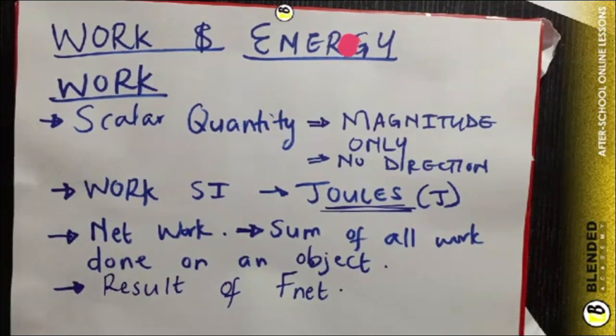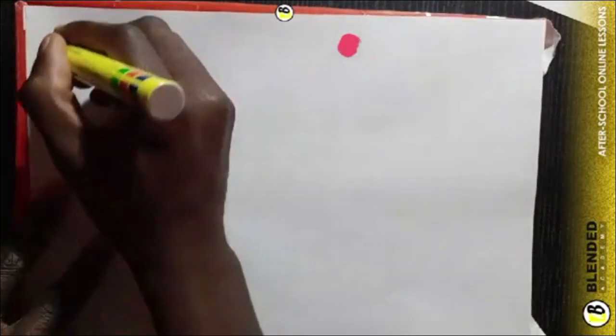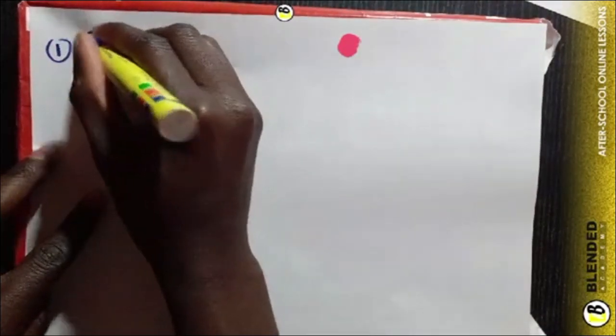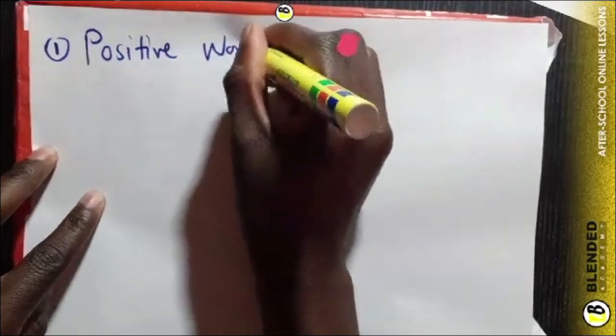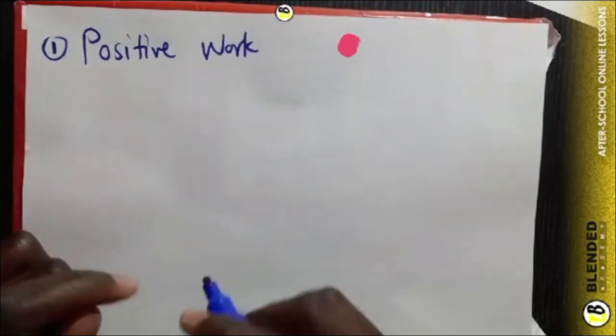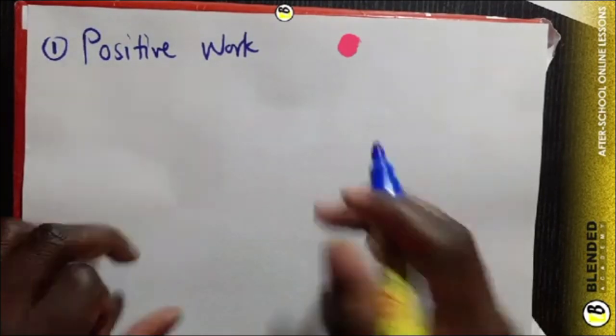Let's move on to positive and negative work. There's positive and negative work. Let me just put it down here as number 1. So this is positive work. Positive work. So now this is the work done to move an object in the direction of the force.